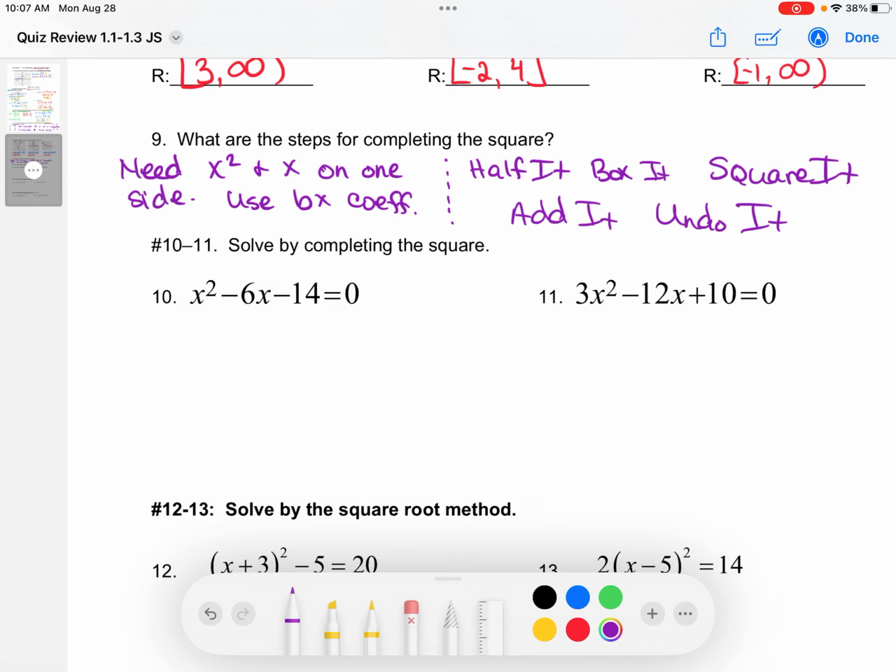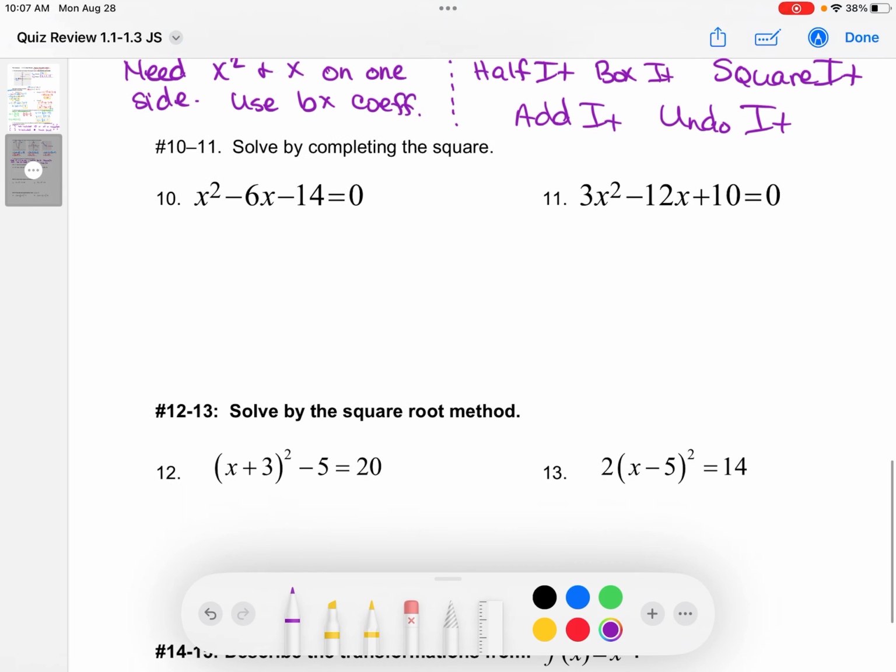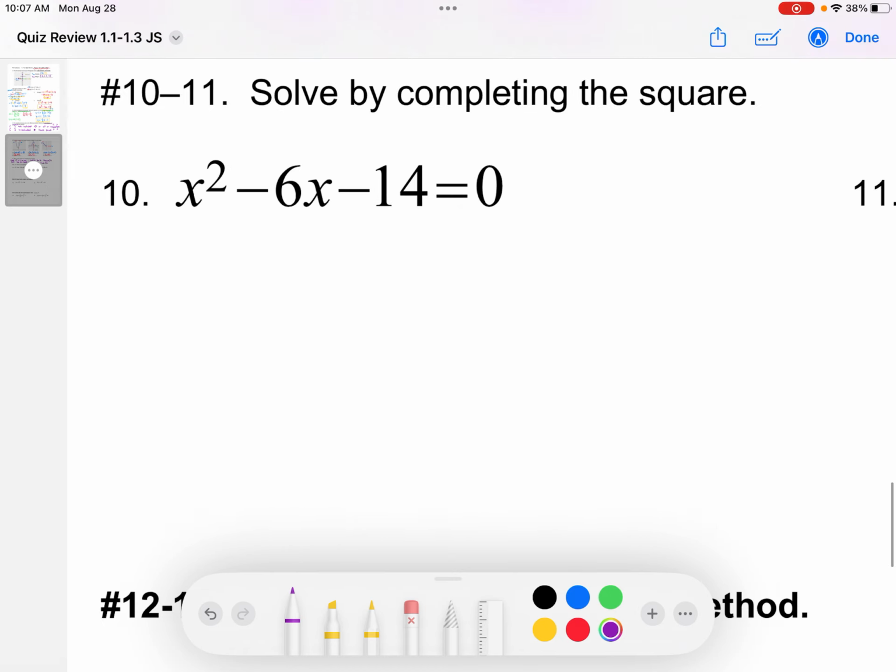So let's look at number 10. We need the x squared minus 6x on one side. We put a plus blank here, equal to, we'll add the 14 to the other side, and we need to add a blank there as well. Now, we have the x squared and the x terms on one side. Now we use the bx coefficient, the b, which is negative 6.